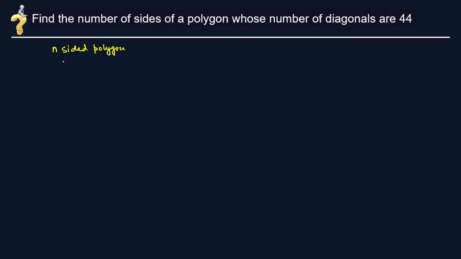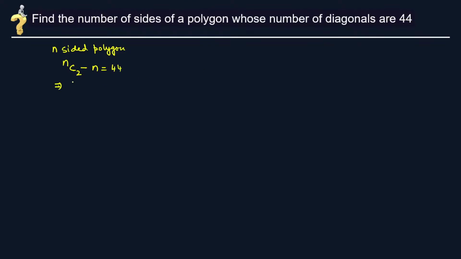An n-sided polygon means we have n vertices. So the total number of lines formed will be nC2. These lines are either diagonals of the polygon or sides of the polygon. Now, for an n-sided polygon, we have n sides. So if we subtract n sides from the total number of straight lines formed, we get the number of diagonals. And they have said the number of diagonals is 44.